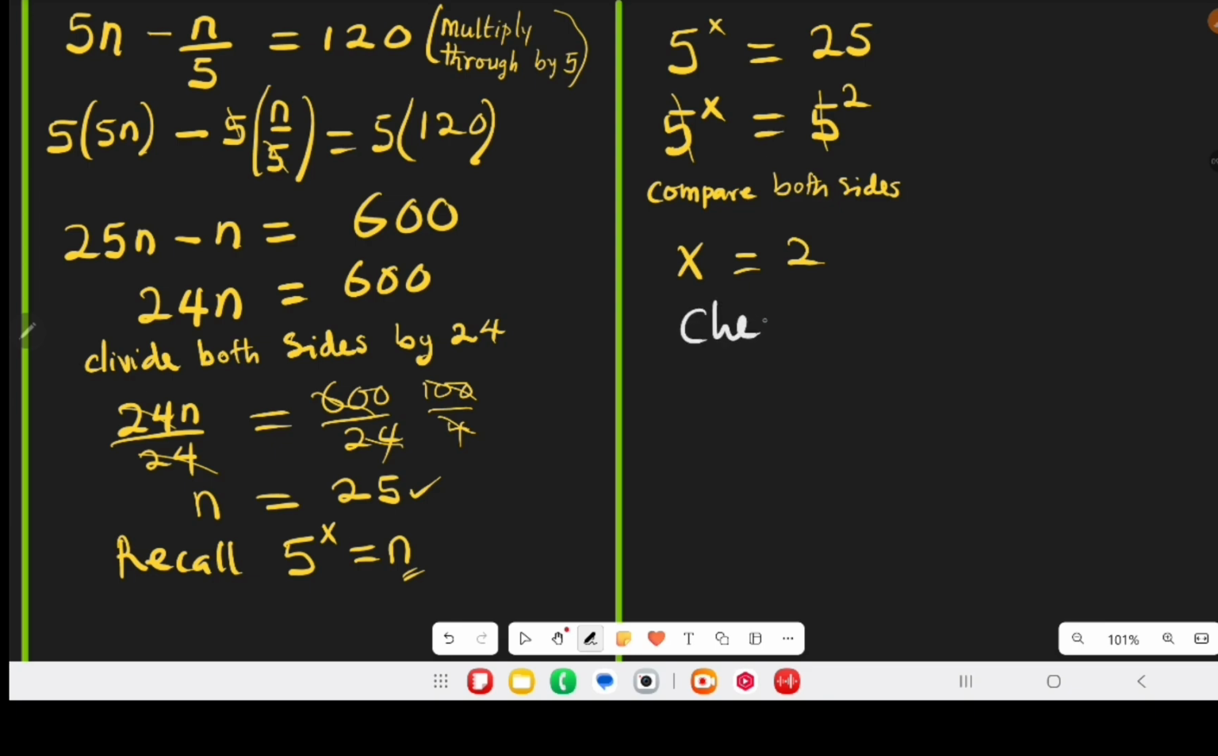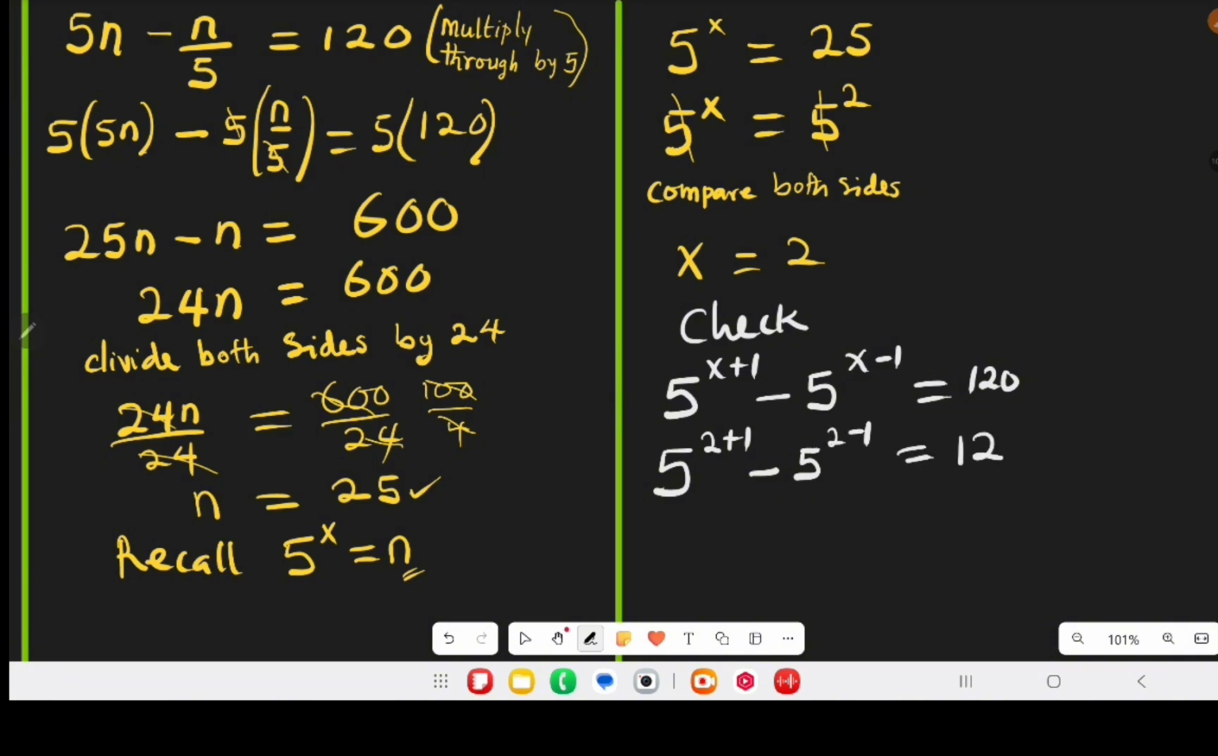We write check. We write the original equation, which is 5 raised to the power of x plus 1 minus 5 raised to the power of x minus 1 equal to 120. Now, whenever we see x, we put 2. We have 5 raised to the power of 2 plus 1 minus 5 raised to the power of 2 minus 1 equal to 120. Is it true? We have 5 raised to the power of 3 minus 5 raised to the power of 1.